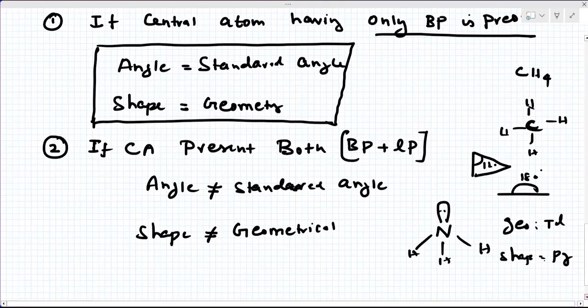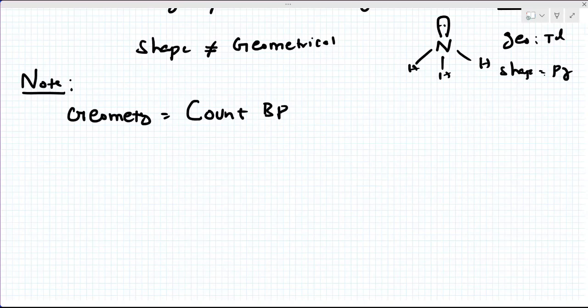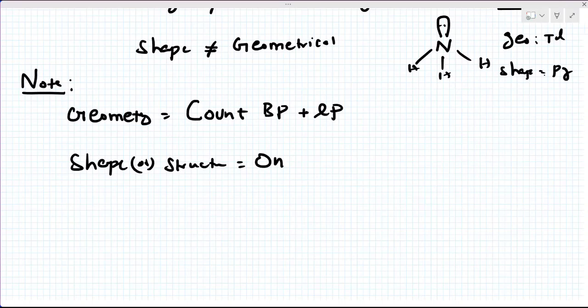Note in exam. If they ask geometry, we have to count bond pair plus lone pair. Understand? In exam, if they ask shape or structure, only count bond pair, don't count lone pair.